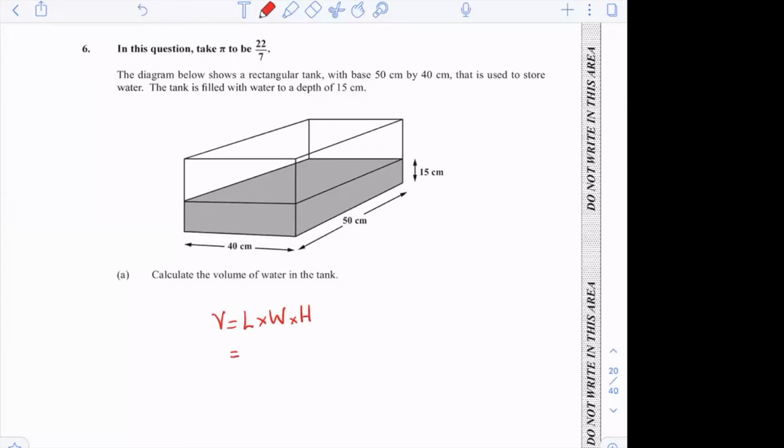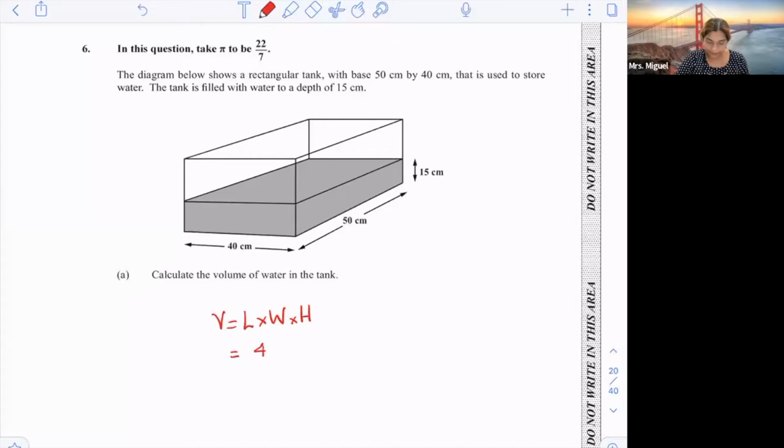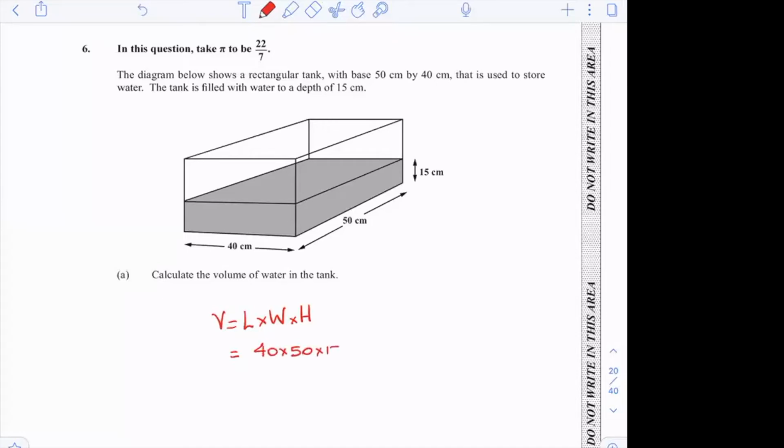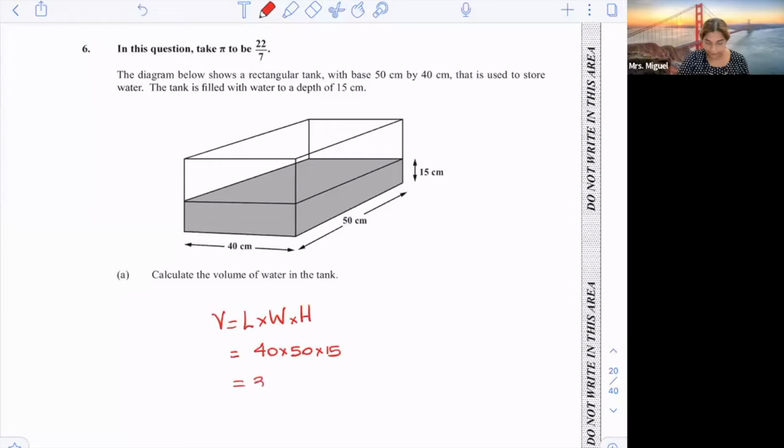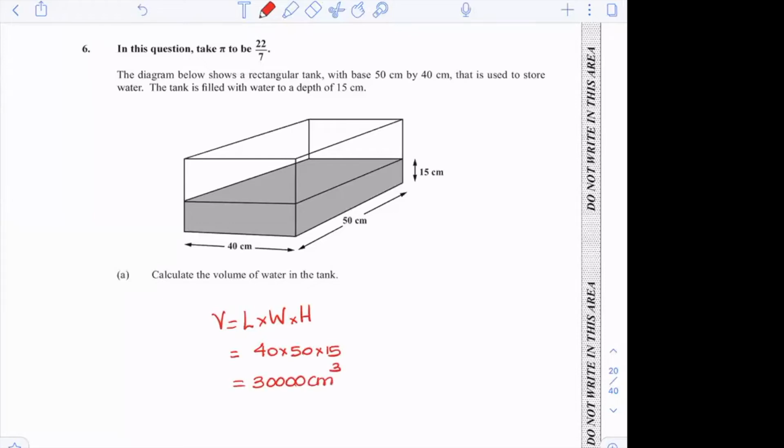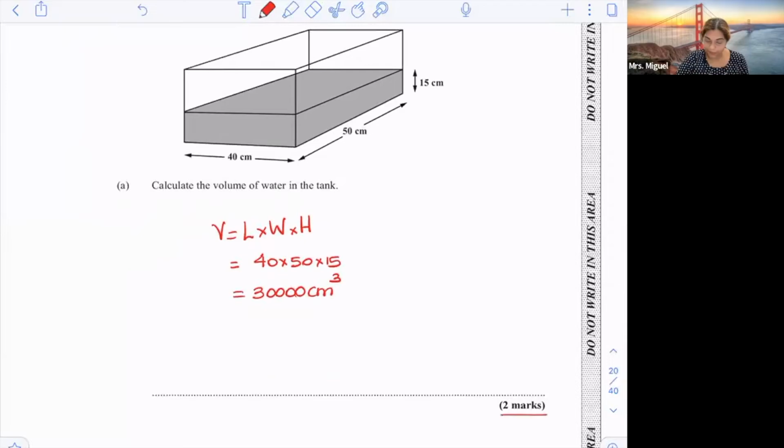30,000. Who could confirm that? Me, ma'am. What is the units? Centimeters cube. Now the units is important, right? It is worth 2 marks. So when you multiply that and you put the correct answer, you'll get your 2 marks. So this wasn't bad at all.